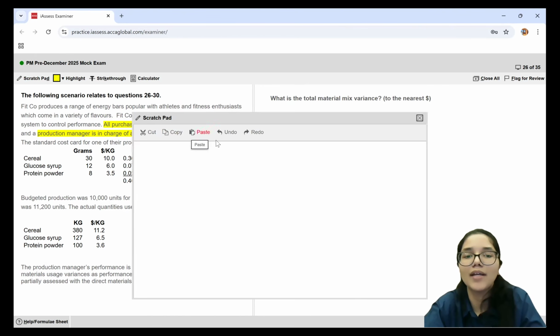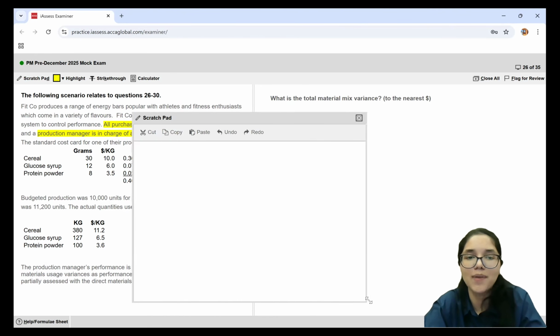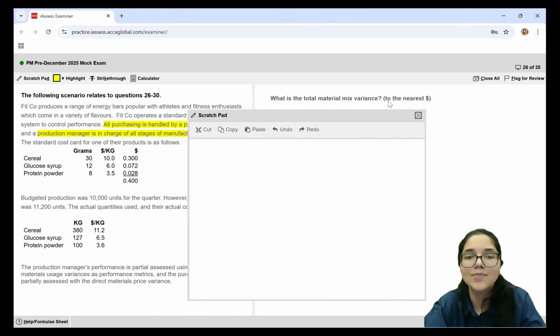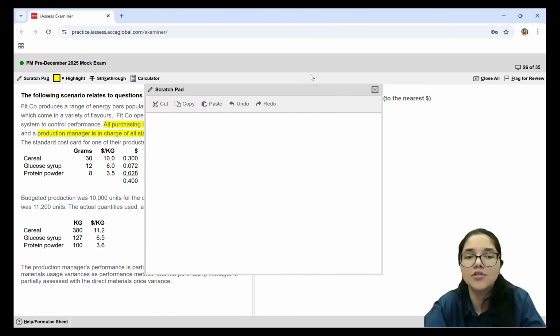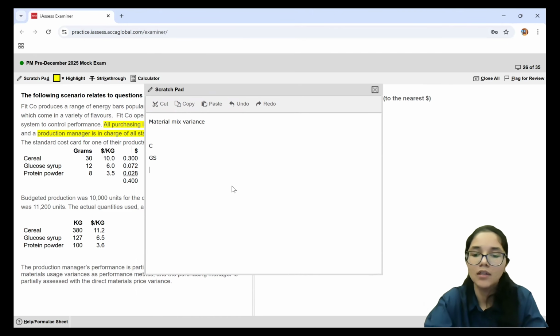Now I know that whenever I want to calculate the mix variance, I want to check with respect to the proportions. So as per the proportions, which material should have been used in which quantity, have I used it that way or not? That is what I am calculating in the material mix variance. So there are three materials that I mainly have: cereal, glucose syrup, and the protein powder.